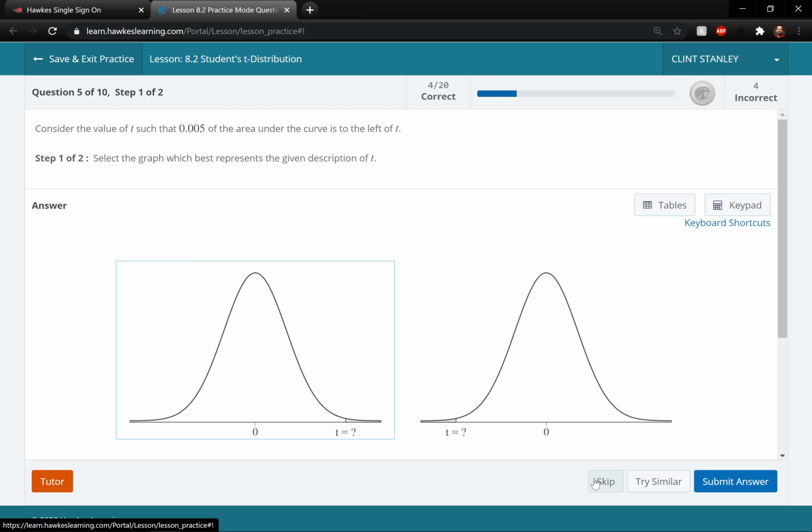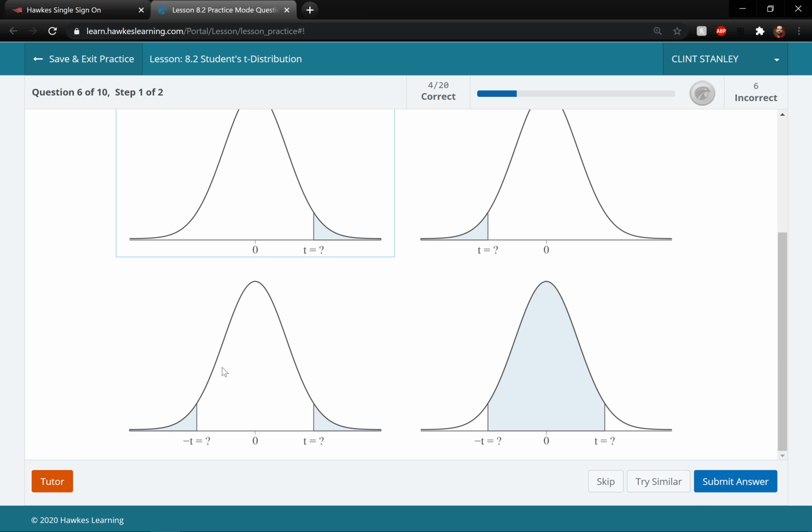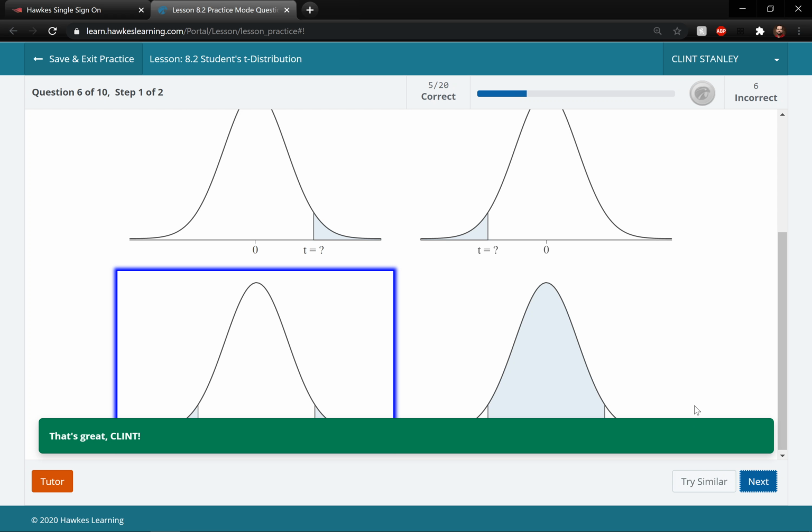And then we got one more that's a little different. Let's skip ahead to it. There we go. This is a good one. So this one says, consider the value of t such that the area to the left of negative absolute value of t plus the area to the right of absolute value of t equals 0.1. So this is area in both tails together is what this is giving us. So this is going to be the one shaded in the two tails. Okay. So part of it's on the left side, part of it's on the right side.